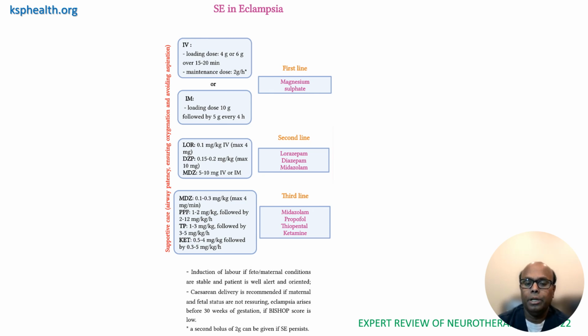Induction of labor is indicated if fetal and maternal conditions are stable. Cesarean delivery is recommended if maternal and fetal status are not reassuring. A second bolus of IV magnesium, 2 gram, can be given if the seizure persists.